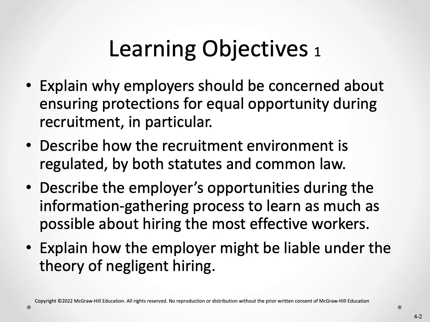There are 7 learning objectives in this chapter. The first one, explain why employers should be concerned about ensuring protections for equal opportunity during recruitment in particular. And as you know, recruitment is the first step in the process of bringing someone into the organization and building an employer-employee relationship with them. And so we have to be sure that we are setting the tone properly, doing things legally and appropriately in the recruitment process, because that becomes a signal for what people can expect once they join the organization. We have liability issues that we need to be aware of, that we're not discriminating and things of that nature.